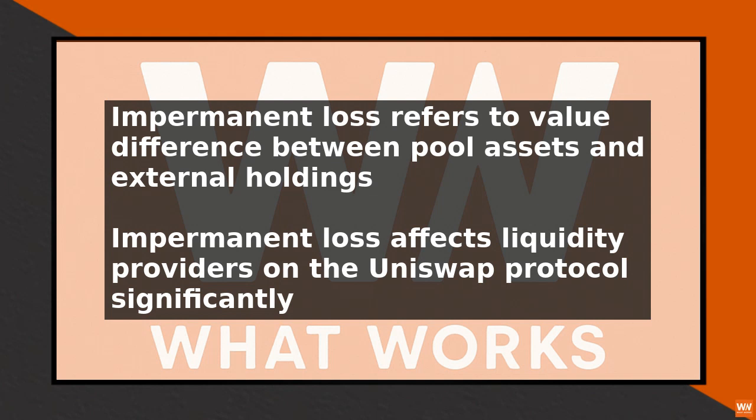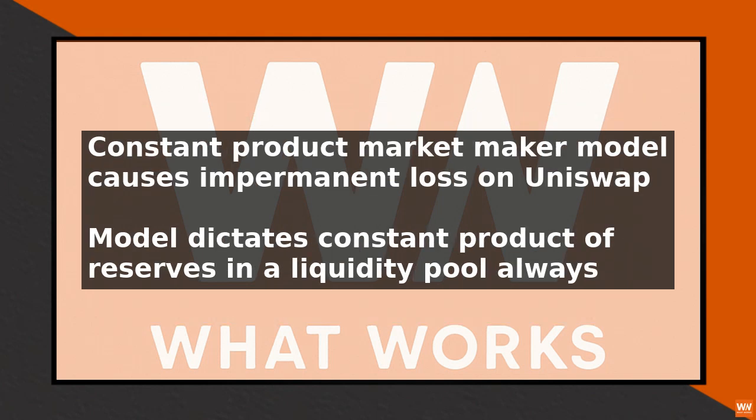The main cause of impermanent loss on Uniswap is the constant product market maker model that the protocol uses. This model dictates that the product of the reserves of the two assets in a liquidity pool must remain constant. As a result, when the price of one asset increases, the protocol must decrease the amount of that asset in the pool and increase the amount of the other asset to maintain a constant product.